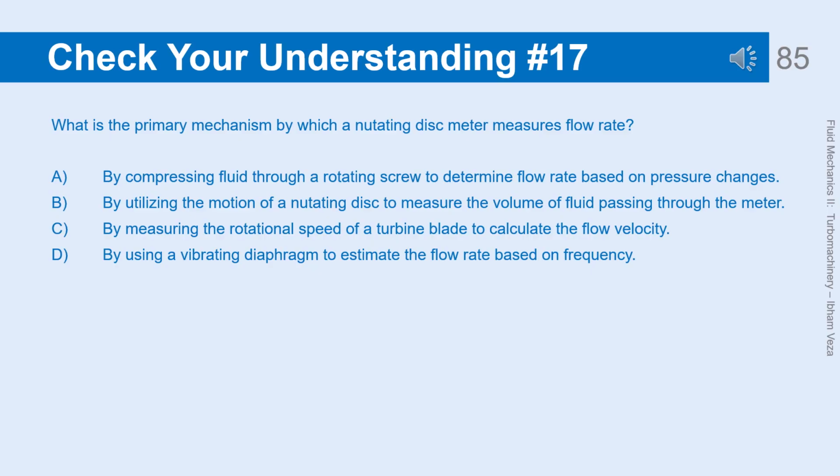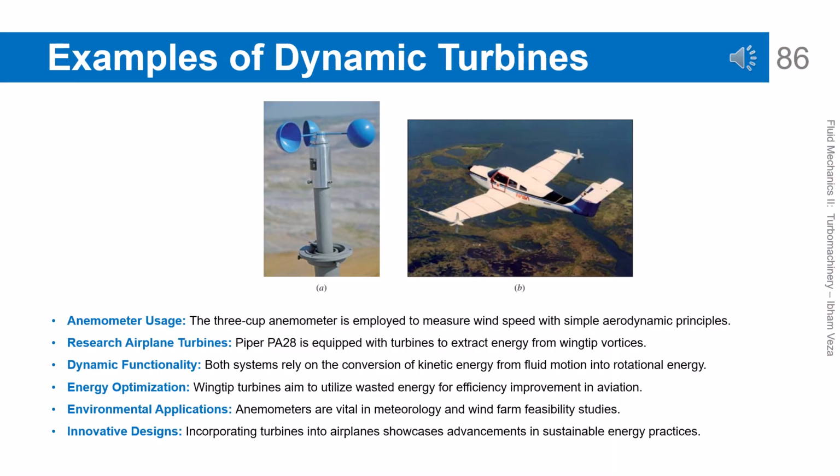Option C. While turbine meters measure flow velocity using rotational speed, nutating disc meters operate based on volume displacement, not velocity. Option D. Vibrating diaphragms are not part of the nutating disc meter mechanism. They are used in different flow measurement technologies. Examples of dynamic turbines.